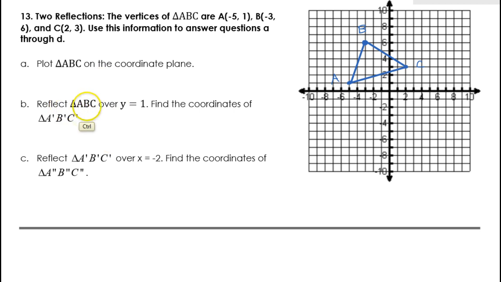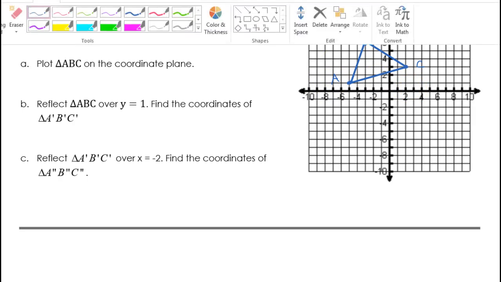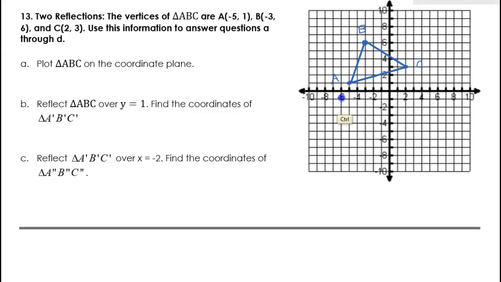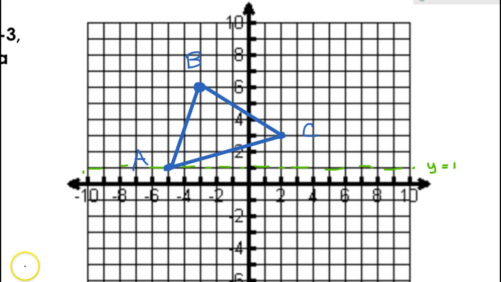Next, we are to reflect this triangle over the line y = 1 and find the coordinates A prime, B prime, C prime. Remember, y equals a number is a horizontal line. So y = 1 is going to be a horizontal line at 1. And you should represent this as a dotted line. Okay, so this is the line y = 1. All right, it's a little bit hard to see. Okay, so here's the line y = 1.